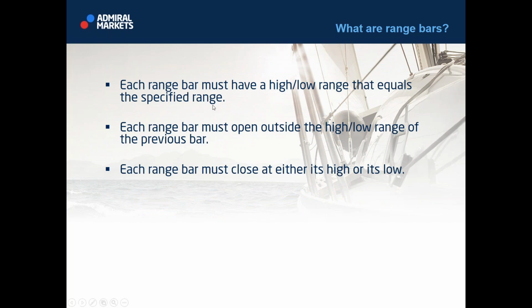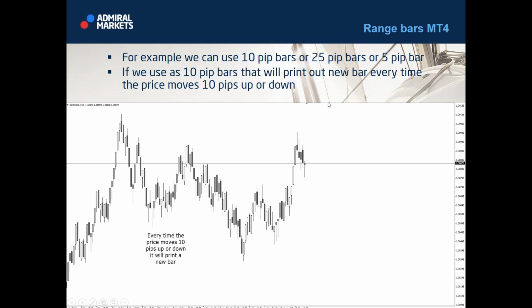Each range bar must have a high-low range that equals the specified range. That is the primary rule for a range bar to be printed out. Each range bar must open outside the high-low range of the previous bar, and each range bar must close at either its high or its low. Those are the rules that you need to check in order to see that a proper range bar has been printed out. Fortunately, there is an indicator that will print it out based on offline charts, and of course you will get the indicator itself.